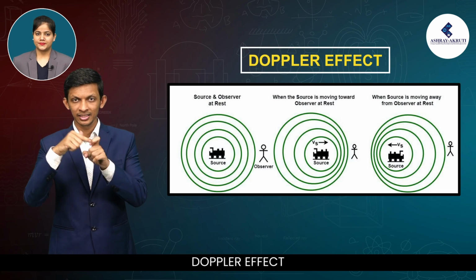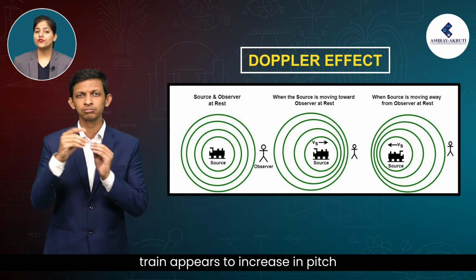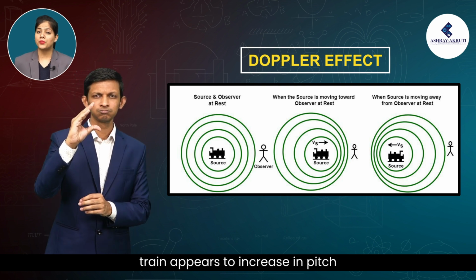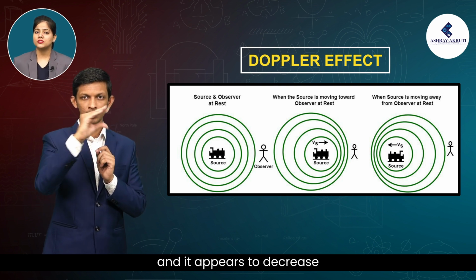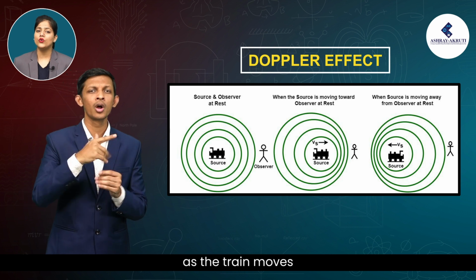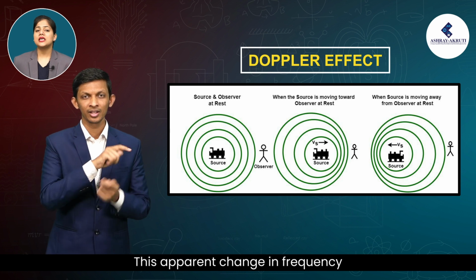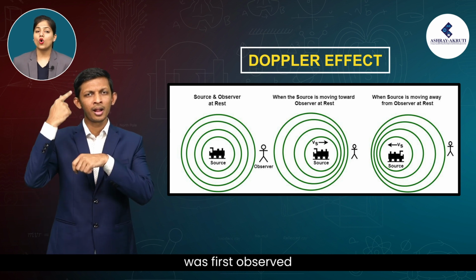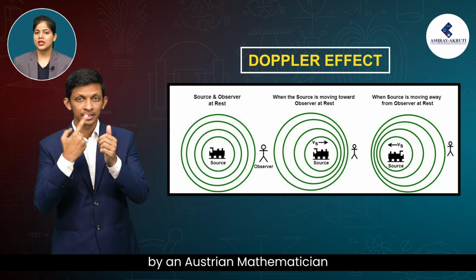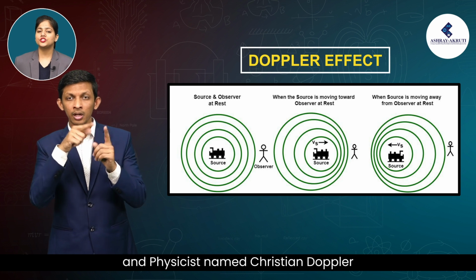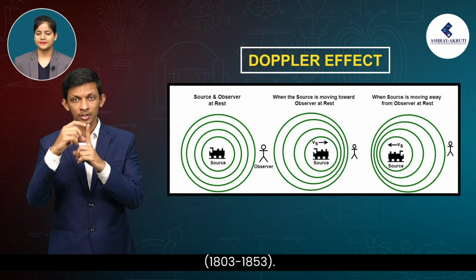Doppler effect. The whistle of a fast-moving train appears to increase in pitch as it approaches a stationary listener, and it appears to decrease as the train moves away from the listener. This apparent change in frequency was first observed and explained by an Austrian mathematician and physicist named Christian Doppler, 1803 to 1853.